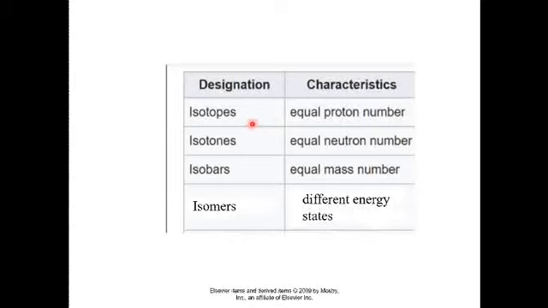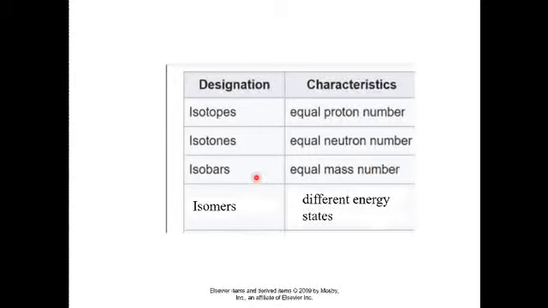An isotope has an equal proton number. So an isotope has the same atomic number, but different atomic mass. Again, same atomic number, different atomic mass. Your isotone has equal neutron numbers. So what that means is it has the same number of neutrons, but a different number of protons. And I'll repeat that again. Same number of neutrons, different number of protons.